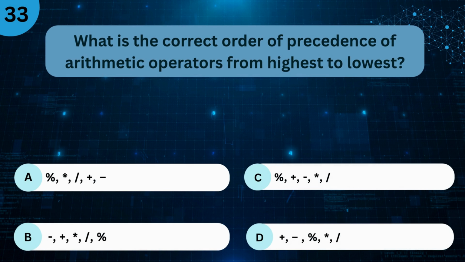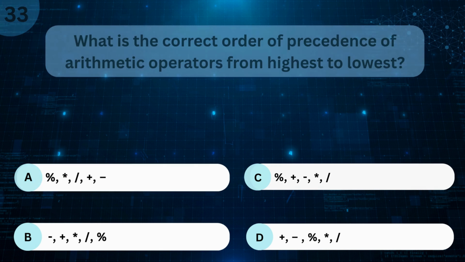What is the correct order of precedence of arithmetic operators from highest to lowest? A. %, multiply, division, plus, minus. B. Minus, plus, multiply, division, percent. C. Percent, plus, minus, multiply, division. D. Plus, minus, percent, multiply, division. The right answer is A. %, multiply, division, plus, minus.